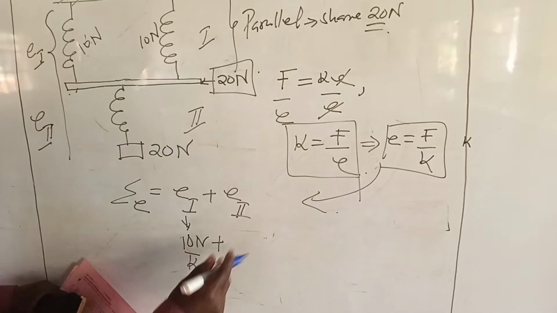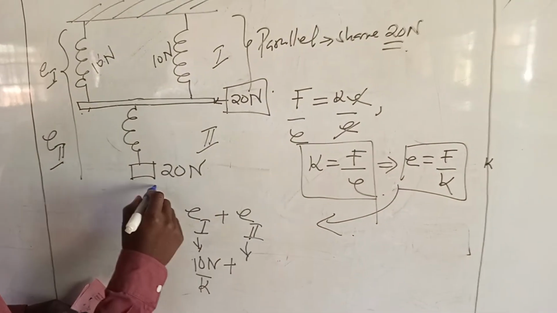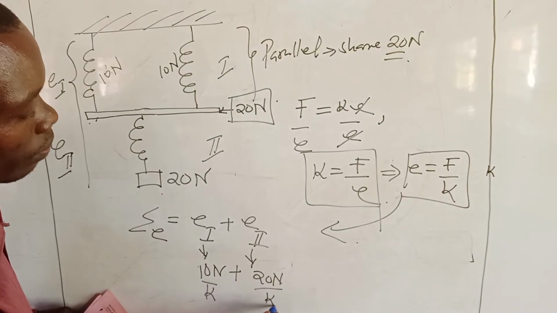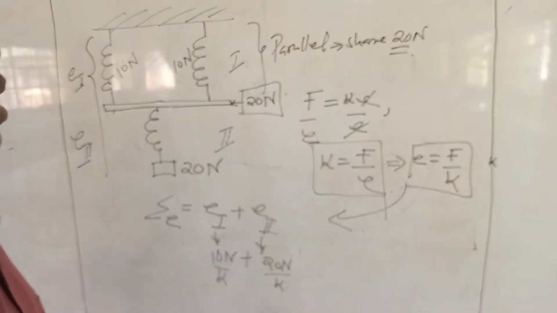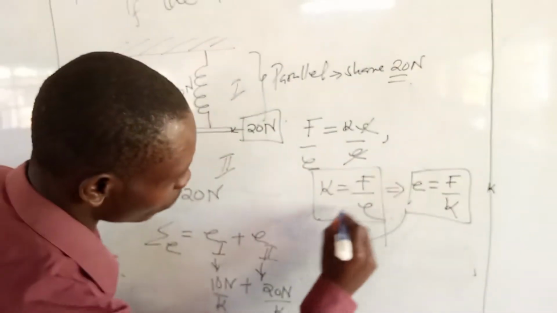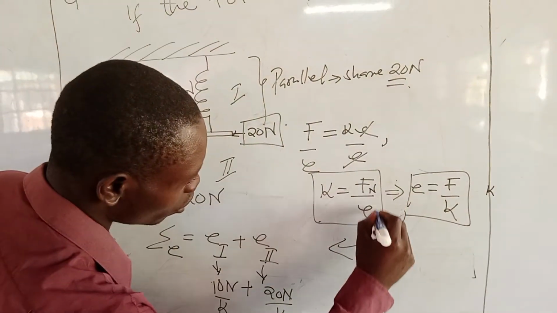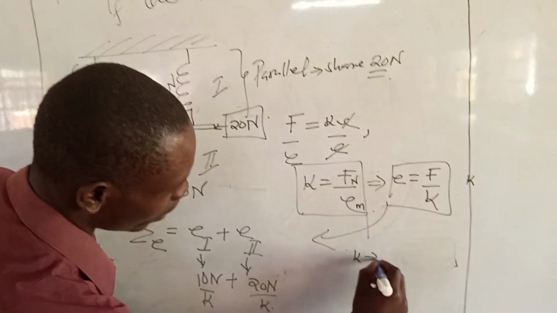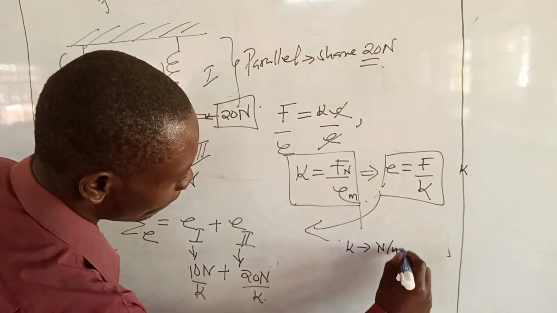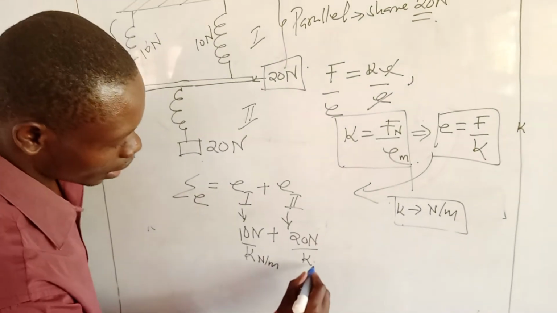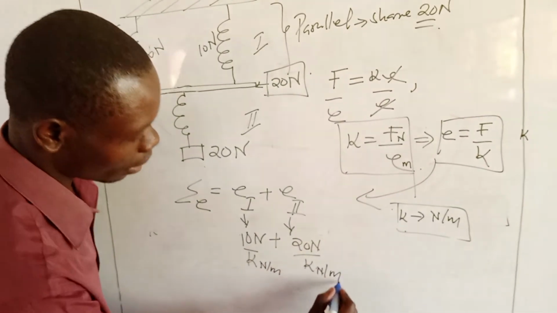plus extension in part 2 here. For this system, the force is 20 Newton all over K. But remember, from K equals F over E, remember F is in Newton and extension is in meters. So K will always be in Newton per meter. Meaning, this K will be in Newton per meter, and this K also in Newton per meter.